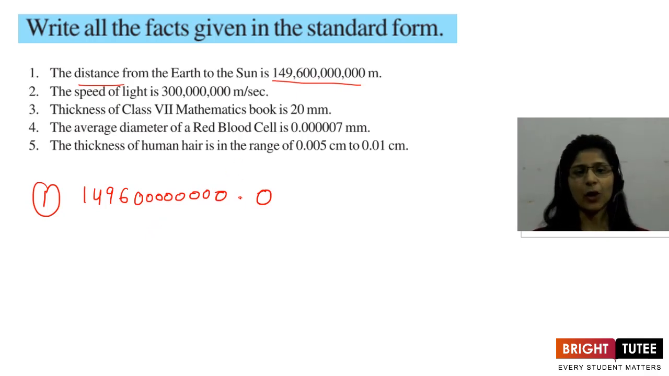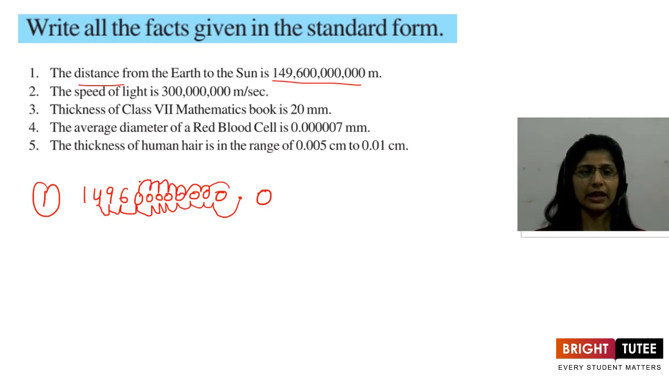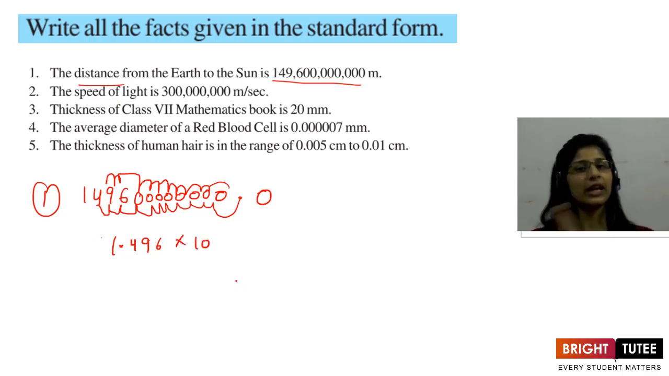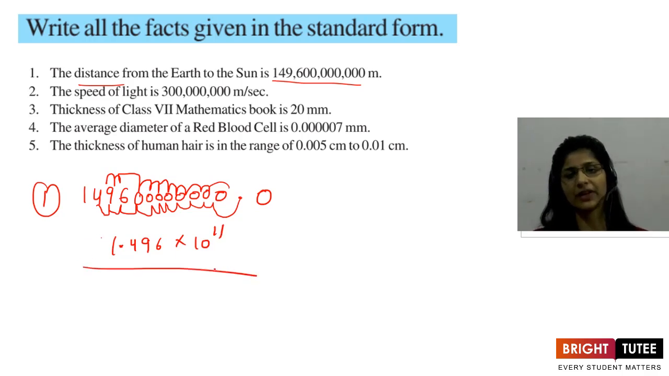Shift the decimal. How many places? 1, 2, 3, 4, 5, 6, 7, 8, 9, 10, 11. Let us count again. 11 places we are moving. Right? So 1.496 into 10 to the power. Which side did we move? Left side. So it will be a positive power. So now we can say the distance from the Earth to the Sun is 1.496 into 10 to the power 11 meter. That is easy to read.